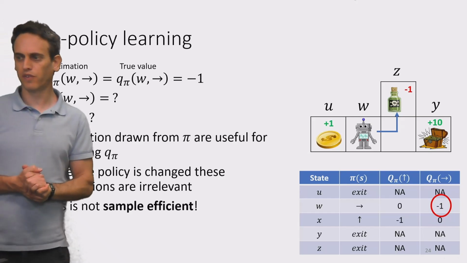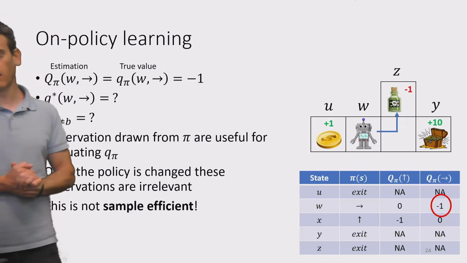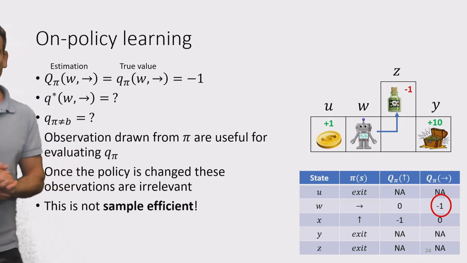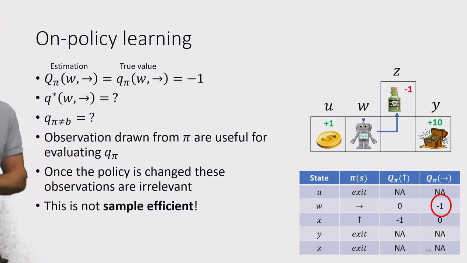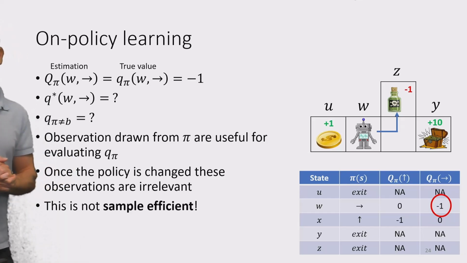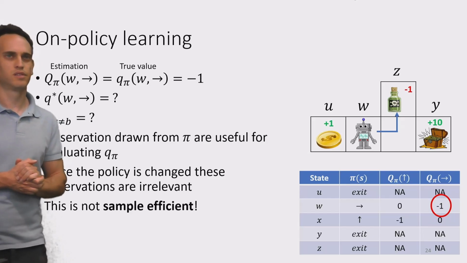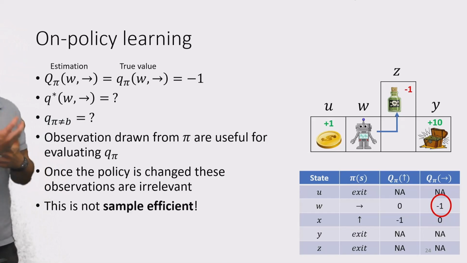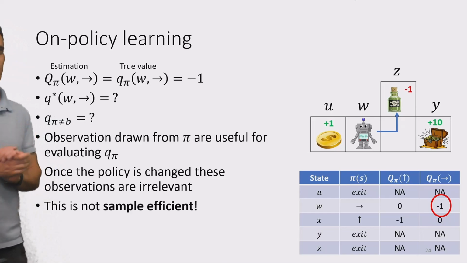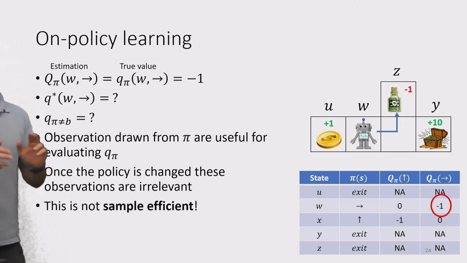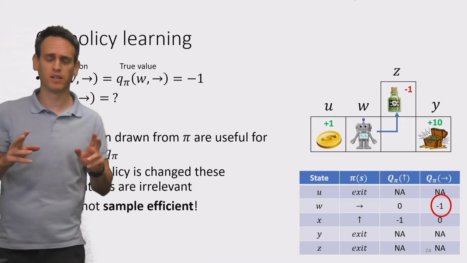So the observations drawn from some policy pi are very useful in evaluating the Q values for that policy. But once the policy is changed, or we're trying to learn the Q value for a different policy, these observations become irrelevant in a straightforward way, but we might use some tricks, and we'll discuss them in a second. And this is not what we call sample efficient, right?